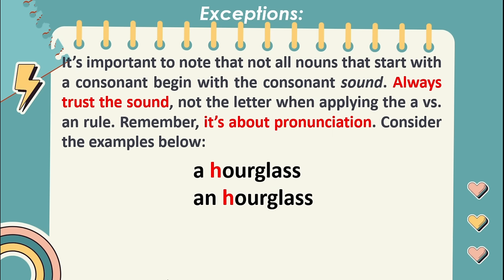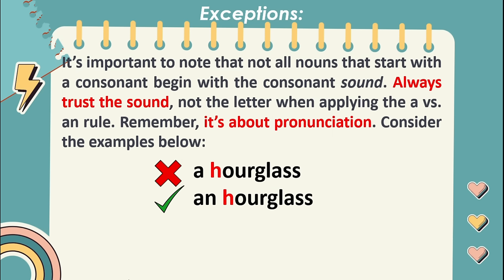What do you think is the correct one? And the correct article for the word hourglass is an hourglass. Look at the word hourglass. It begins with a consonant letter H. But when we pronounce the word hourglass, we cannot hear the sound of letter H. Instead, the beginning sound of the word hourglass is A. Hourglass. That is why we use the article an.